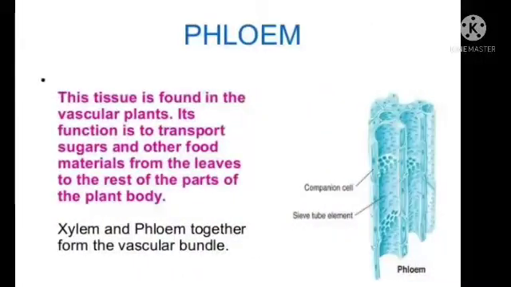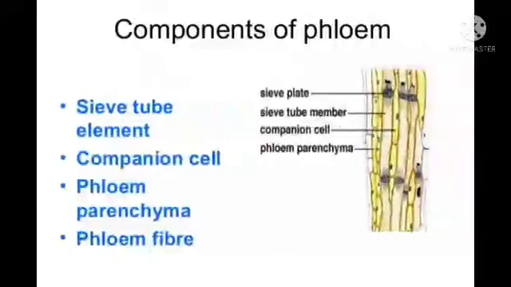Phloem. This tissue is found in the vascular plants. Its function is to transport sugars and other food materials from the leaves to the rest of the parts of the plant body. Xylem and phloem together form the vascular bundle. Components of phloem: those are sieve tube element, companion cell, phloem parenchyma, and phloem fiber.